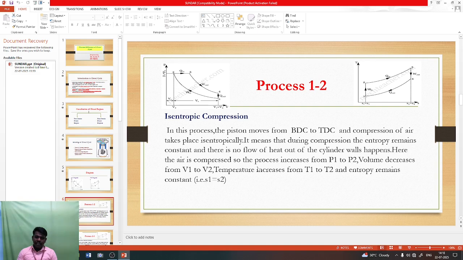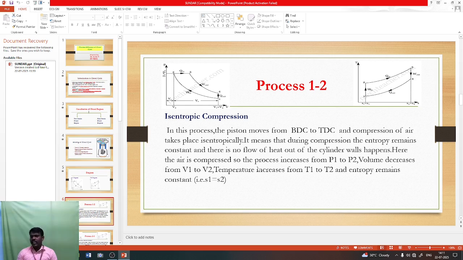See, from the PV diagram we can see the process 1 to 2 isentropic compression. During this process, what will happen? The pressure will increase from P1 to P2. We can see P1 to P2. Next, volume decreases from V1 to V2. In our PV diagram, on the x-axis we have volume, on the y-axis we have pressure. So in this process, the volume decreases from V1 to V2.